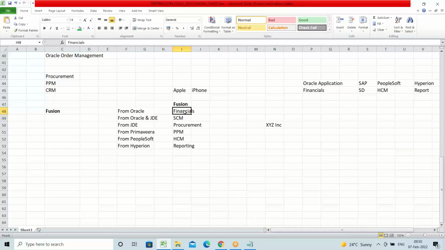When we are working on the financials, the finance data goes to PPM. When you are working on the PPM, data goes to financials. So when we are working on finance and other applications, these reports are connected everywhere. That's already done by Oracle. We don't need to do anything.